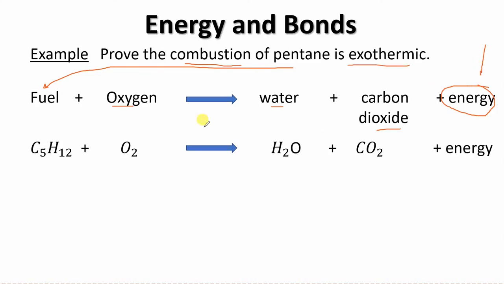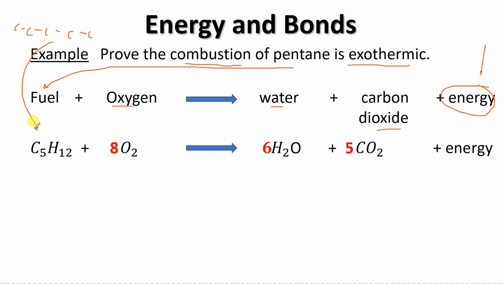So, first things first is we write the formula of pentane. If you're not sure of the formula of pentane, draw pentane out. Count up how many hydrogens and carbons there are, and then you can just write that formula down there. So C5H12. Once we have that, we're going to need to balance this equation. There's a quick balance.